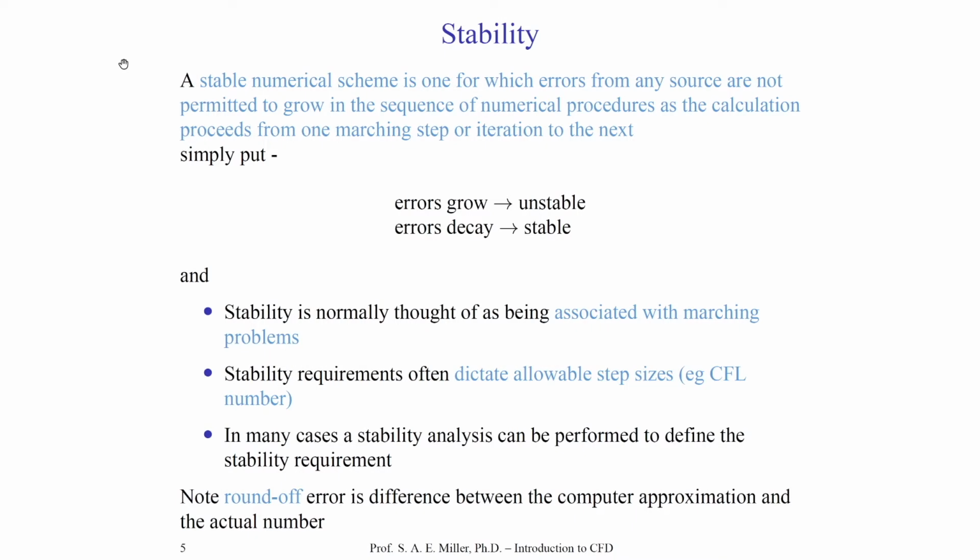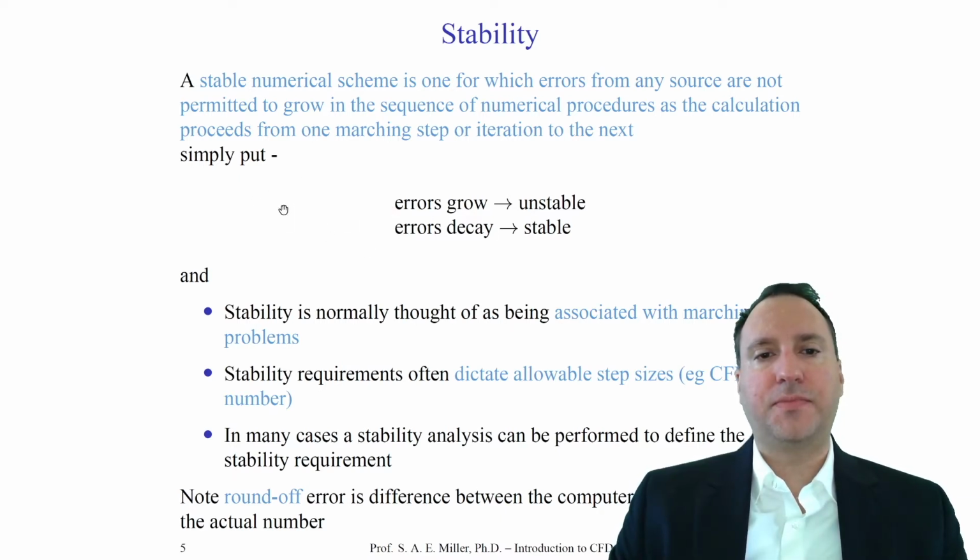A stable numerical scheme will be one for which errors from any source are not permitted to grow in the sequence of numerical procedures as the calculation proceeds from one step or iteration to the next. This can be rewritten in this way in the middle pseudo-equation. If errors grow as the solver progresses, the scheme would be considered unstable. If the errors decay, it would be considered stable.